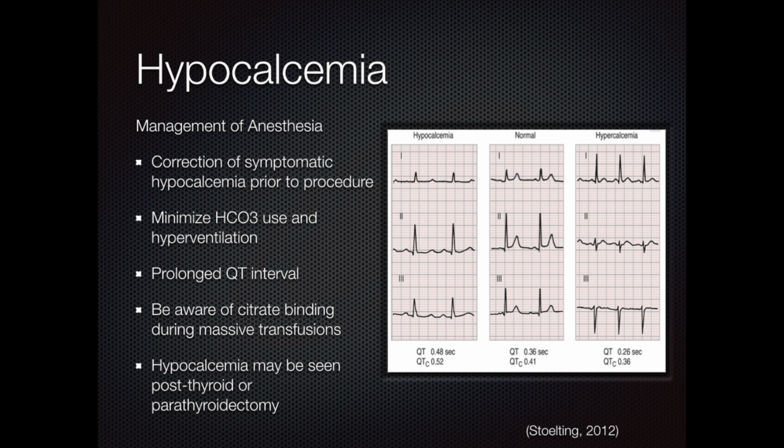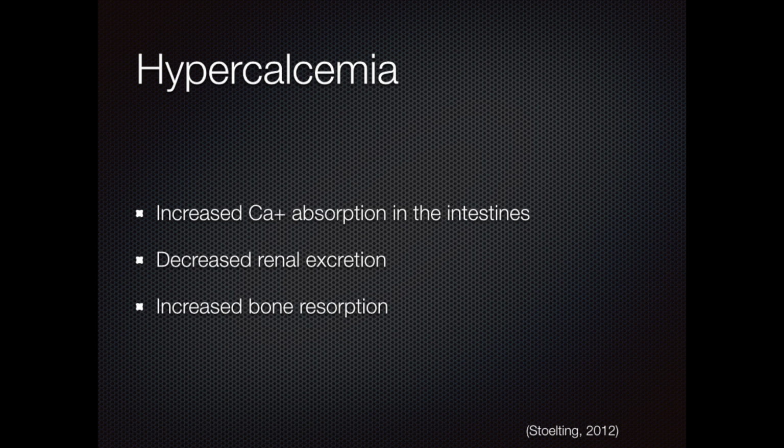disturbances in calcium concentrations. Hypercalcemia can be caused by an increased absorption in the intestines, as seen in milk-alkali syndrome, vitamin D intoxication, and granulomatous diseases. It can also be caused by kidney insufficiency, leading to decreased renal excretion. Increased bone resorption of calcium can cause hypercalcemia and is often seen with hyperparathyroidism, malignancy, hyperthyroidism, and immobilization.